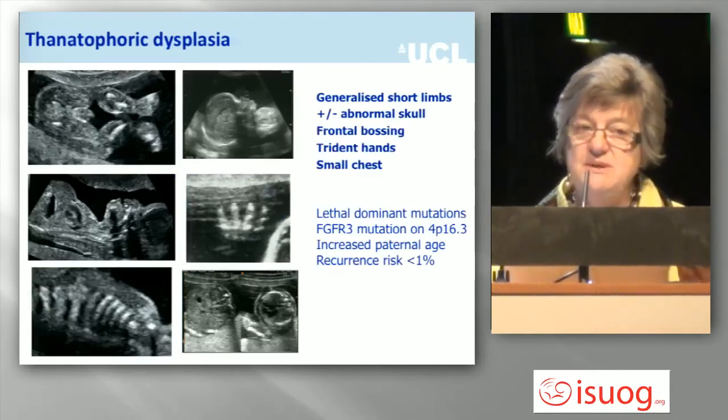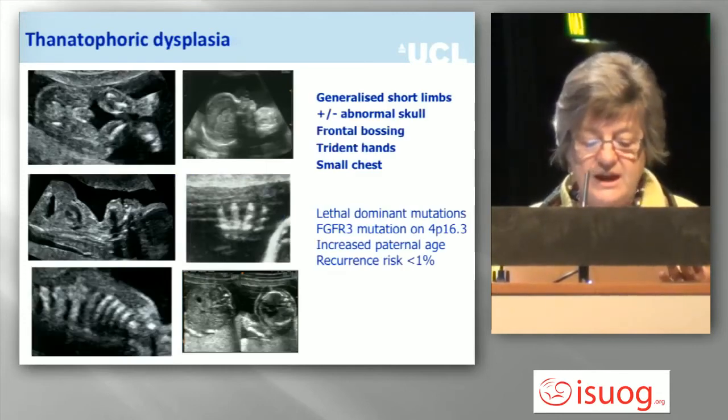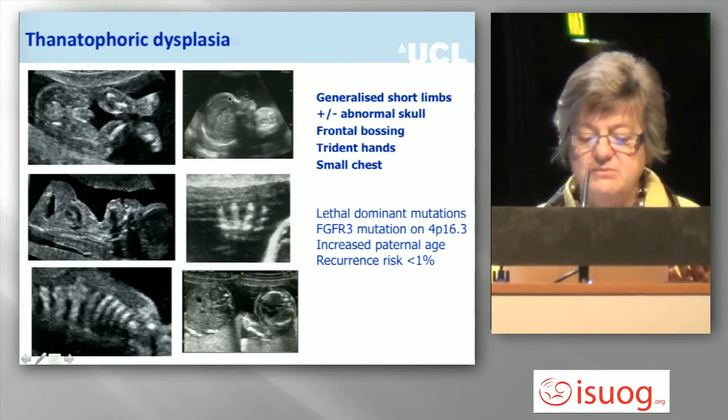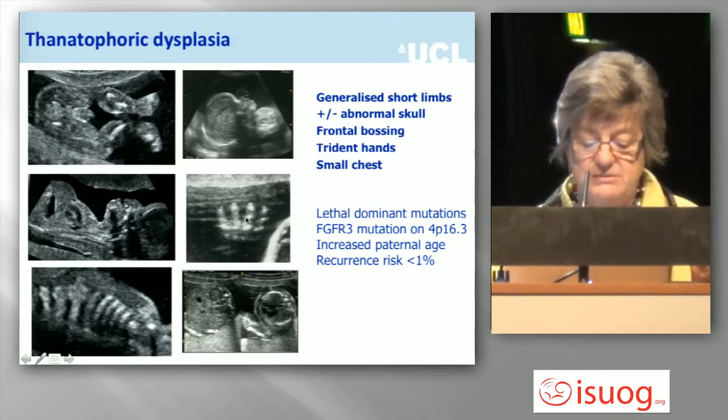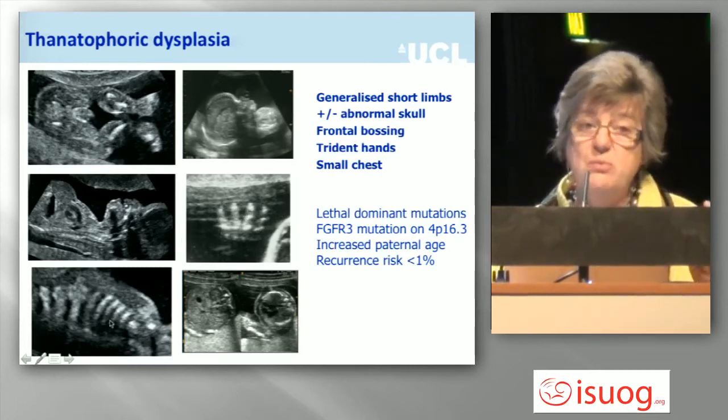Thanatophoric dysplasia is the most common condition, and pathognomonic really is this frontal bossing here with a very small chest. You see the frontal bossing here, often with polyhydramnios, and short, stubby fingers, if you can get to see the fingers. The ribs are short, but they're straight.